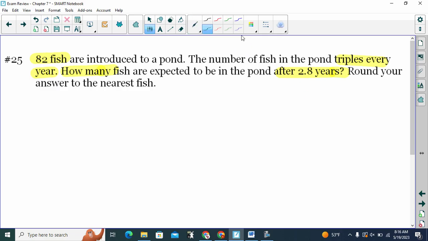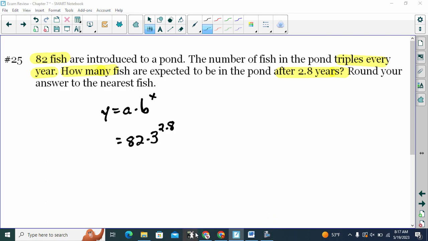So we have an exponential growth problem. Should be growth because it's tripling, it's getting bigger. The basic exponential equation, y equals a times b to the x. That's what we should be thinking through. That's what we're starting with. A is the number that we start with, which in this case is 82. We start with 82 fish. B is the growth factor. Our growth factor, if it triples, is 3. And x is the number of times that it triples. So if it triples every year, after 2.8 years, it will have tripled 2.8 times.